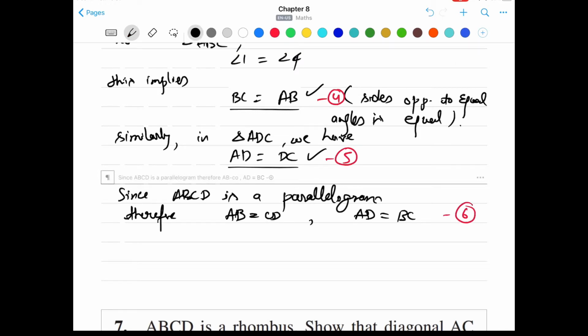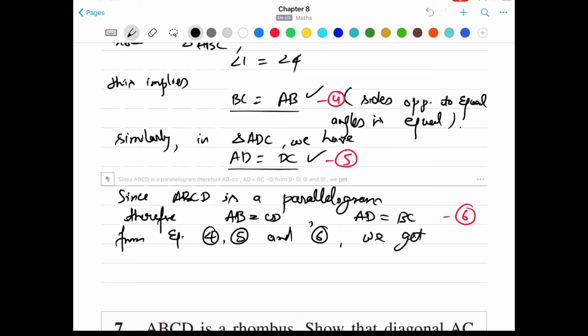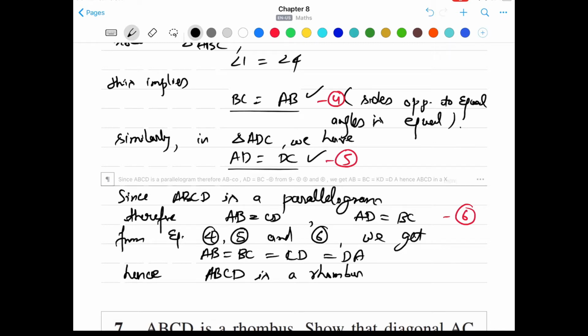Okay, from equations 4, 5 and 6, we get that all four sides are equal, that is AB is equal to BC is equal to CD is equal to DA. Hence what we got is, in parallelogram ABCD, if all four sides are equal, then it will be a rhombus. Okay, so hence ABCD is a rhombus. Okay, and that's what we are asked to prove here, that ABCD is a rhombus.